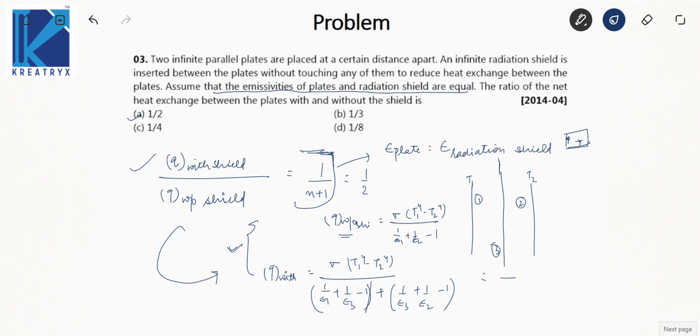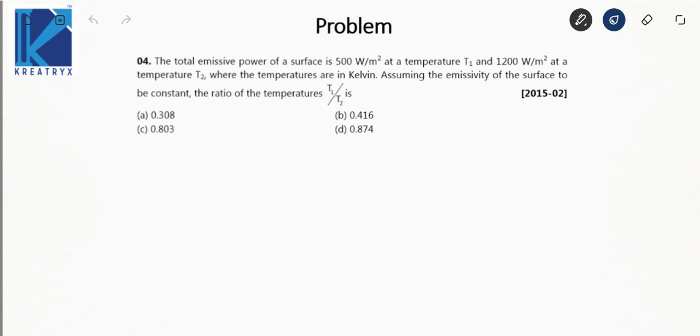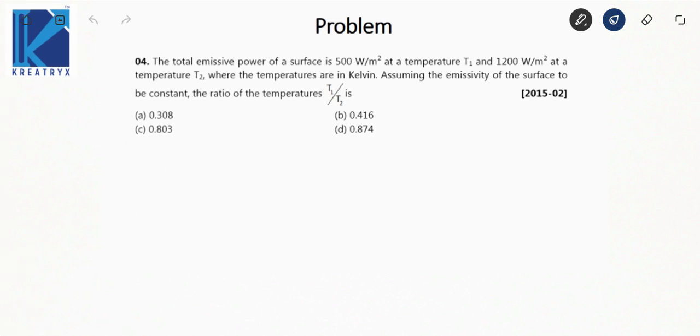Next question. The total emissive power of a surface is 500 watt per meter square. Power is given in watt per meter square, so this will be Q by A or E by A. At a temperature T1 and 1200 watt per meter square at a temperature T2. Temperatures are in Kelvin. Assuming the emissivity of the surface to be constant, the ratio of the temperatures T1 by T2 is asked. A very simple and very basic question.